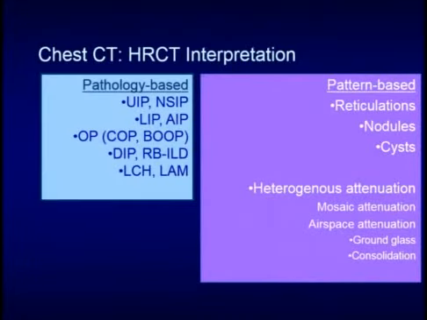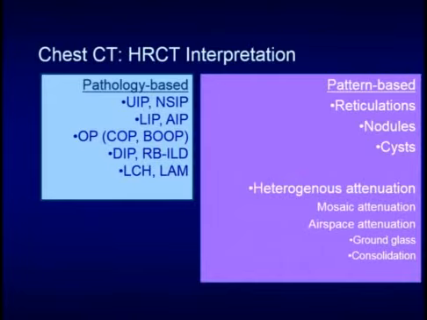okay, so when looking at a high-resolution CT, it's really important to keep the pathology-based terms clear and distinct compared to the pattern-based terms. So the pathology-based terms are really what's reflected on pathology. So these are going to be entities like UIP, NSIP, LIP, AIP, organizing pneumonia, desquamative interstitial pneumonia, respiratory bronchiolitis, interstitial lung disease, and Langerhans cell histiocytosis and lymphangioleiomyomatosis.